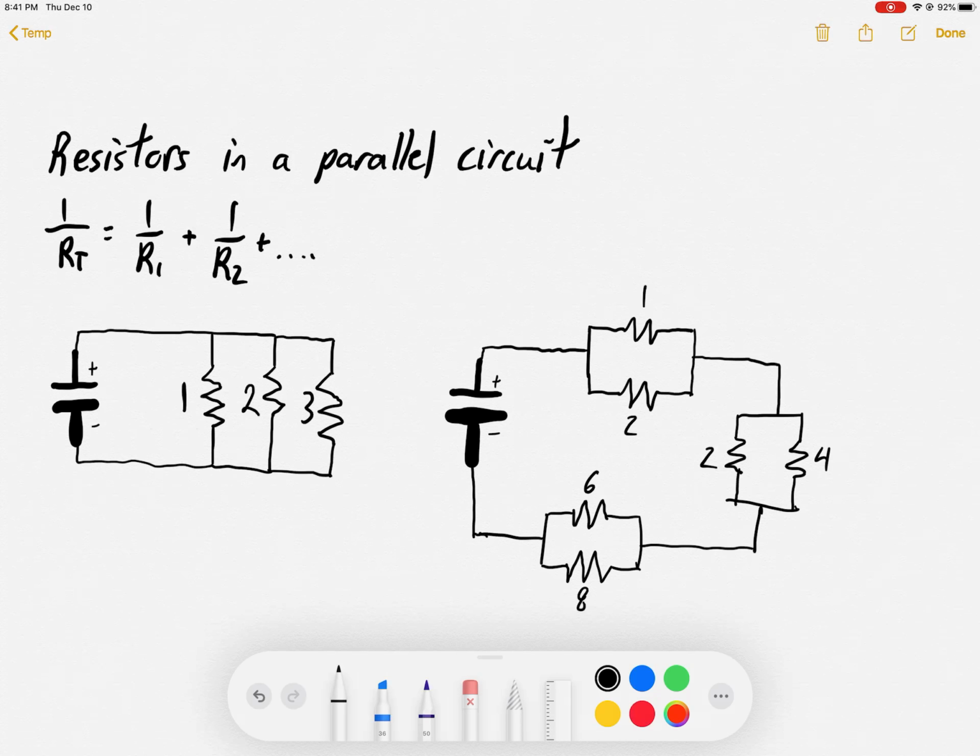So now let's take a look at a parallel circuit. Okay, parallel circuit: 1 over the total resistance is equal to 1 over the first resistor plus 1 over the second resistor plus 1 over the third resistor, and so on. Okay? So parallel circuit.